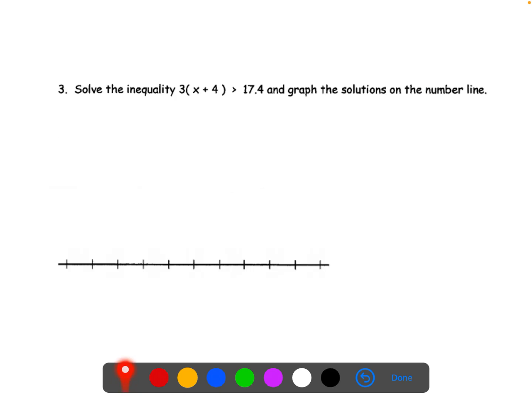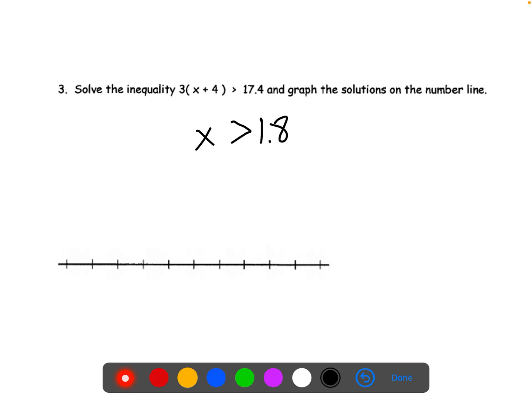Okay, again, solve this for x. Decide if we should reverse this greater than symbol to be a less than symbol, and then put your results here on the number line. All right, what you hopefully came up with is that you would not reverse the greater than symbol, and x is greater than 1.8. So we're going to graph that.